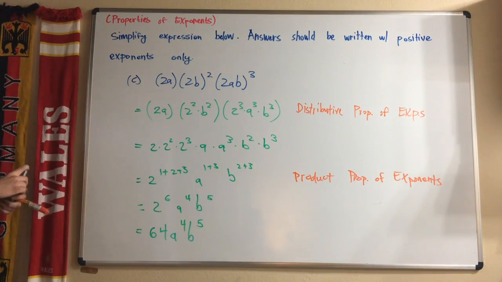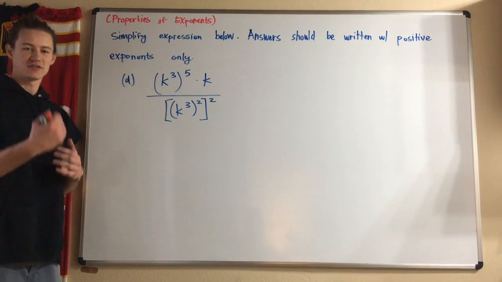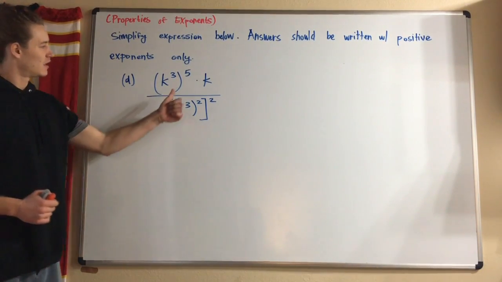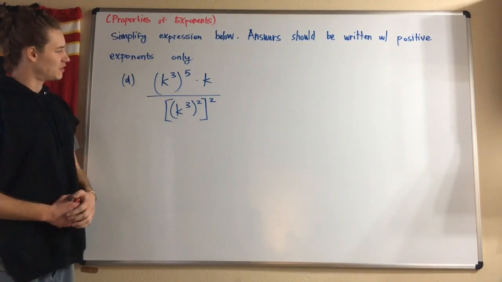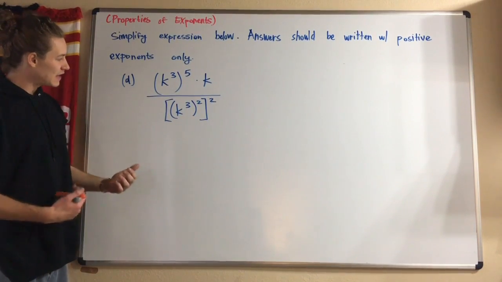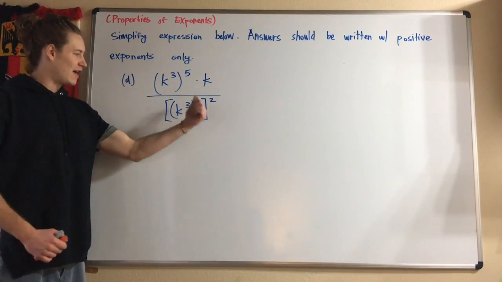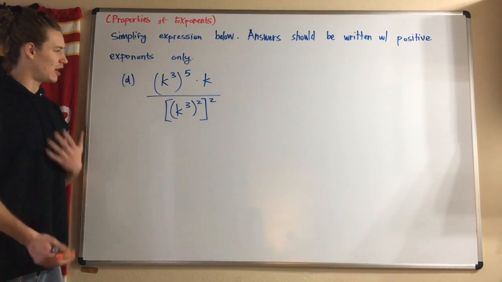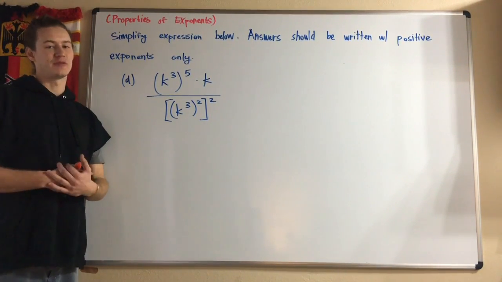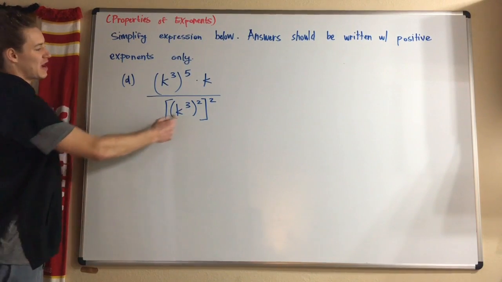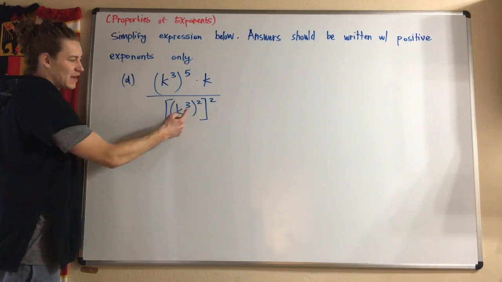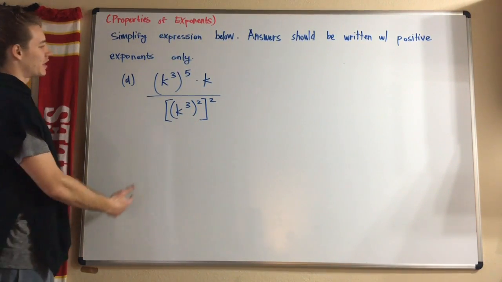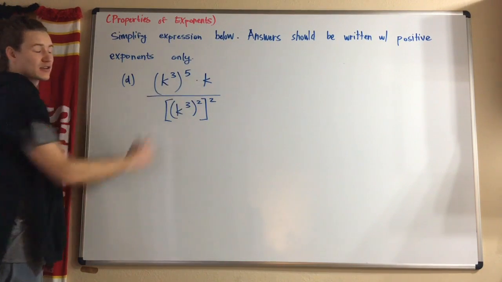Part D, let's look at the problem together. It says the fifth power of k cubed times k divided by the second power of the second power of k cubed. So how can we do this problem, or what properties of exponents are we probably going to use? Notice that we have powers of powers of powers in the denominator, and in the numerator we have powers of powers and product of powers.